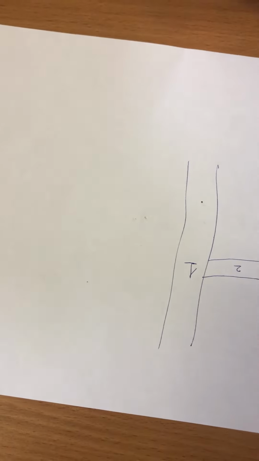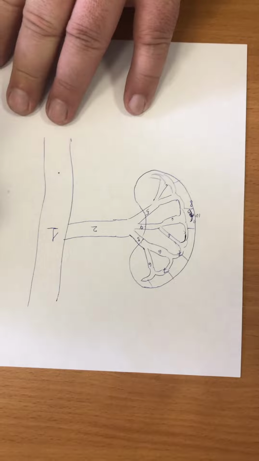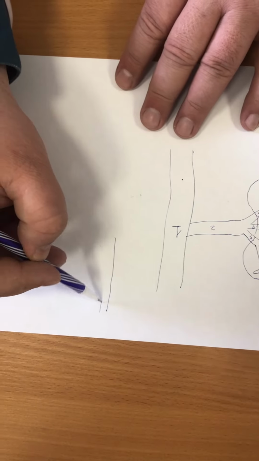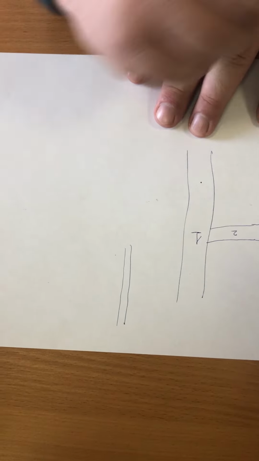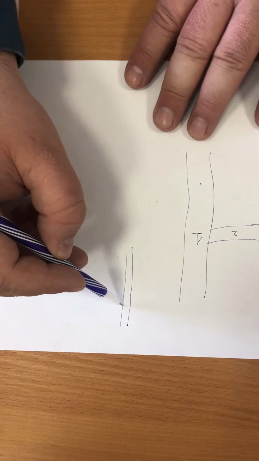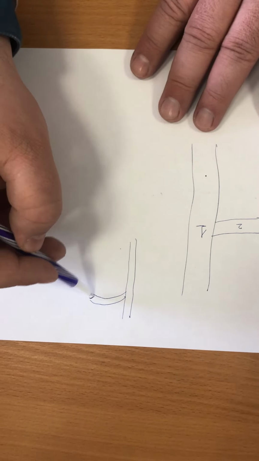And now structure of nephron. Once again, we start from arteria interlobularis. In this diagram it is number H. Here is arteriola afferens, and here is glomerulus.